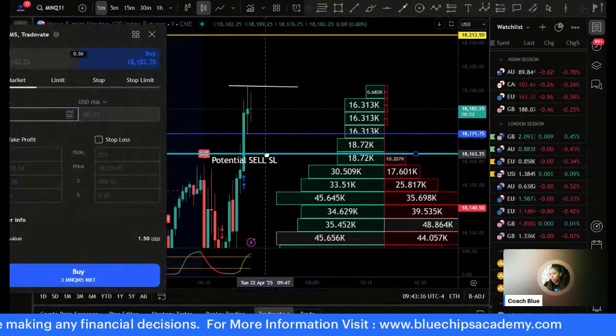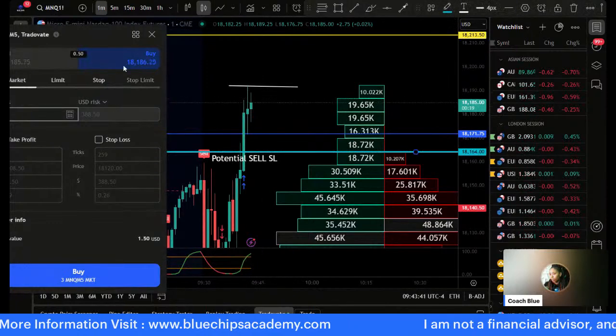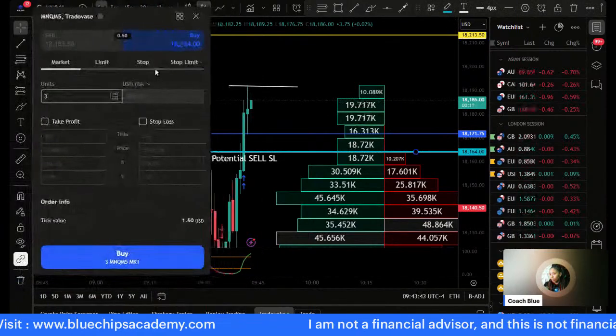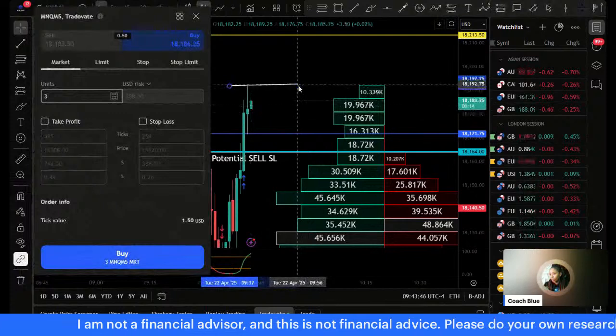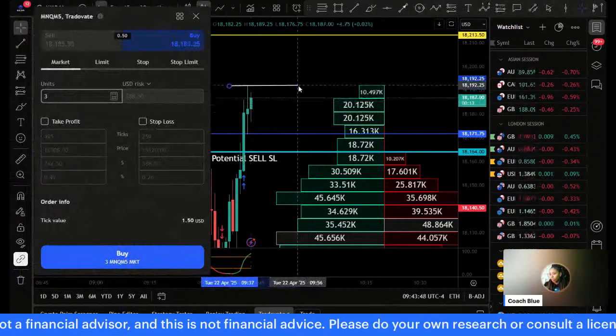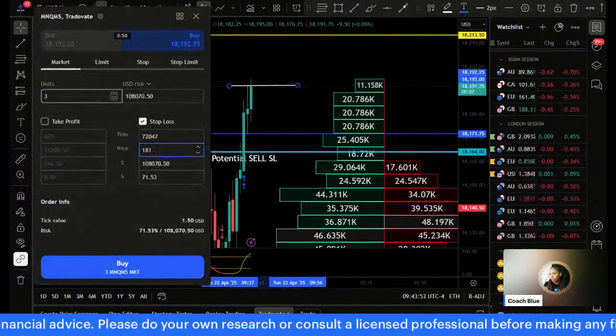18,164 for the stop loss, if we break past.